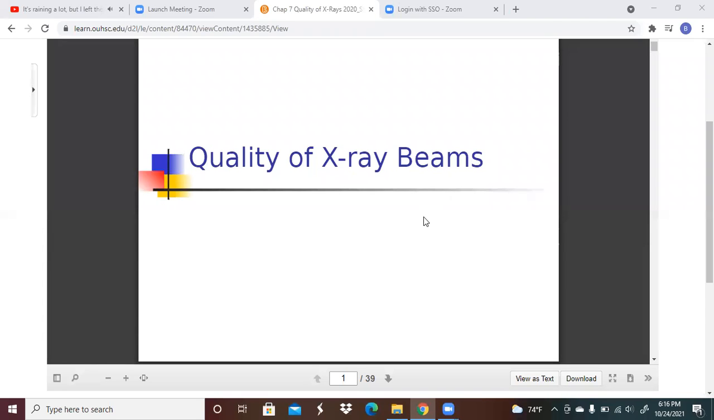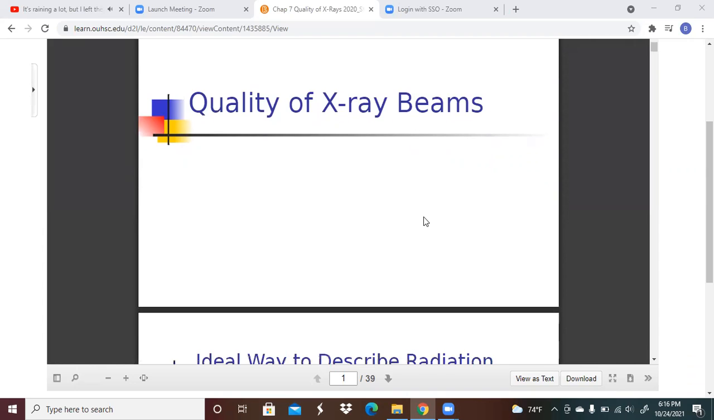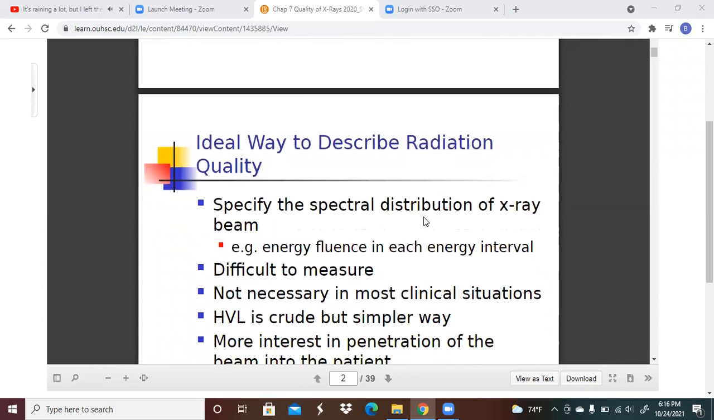This is going to be the lecture over chapter 7. Part of it, this will be the first part, and then we'll follow up with the second part. So, quality of X-ray beams.